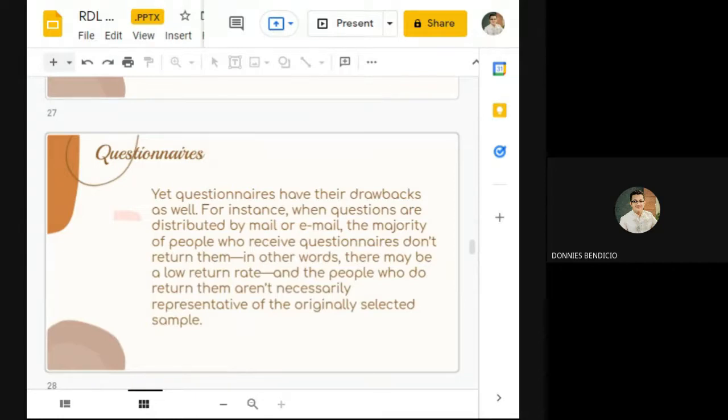Meron ka palang pinapasagutan. So likely, in order for us to avoid this situation na masasayang yung ating resources, yan, tinapon. O magkano ang photocopy halimbawa, sabihin natin 50 cents kada page. O magkano din yun. So unlike using technology gaya ng Google Form, so likely kuryente lang yung puhunan mo. So balikan mo kung meron na nag-respond o wala pa. So in other words, there may be a low return rate. Ibig sabihin, mababa yung pagsasauli sa'yo ng mga responses nila. And the people who do return them aren't necessarily representative of the originally selected sample.